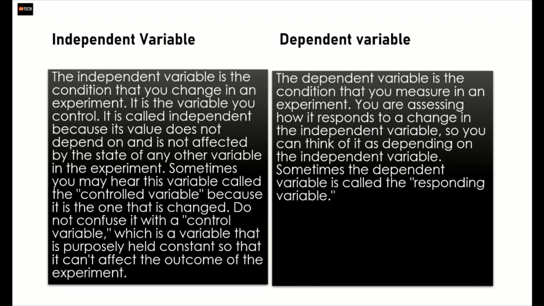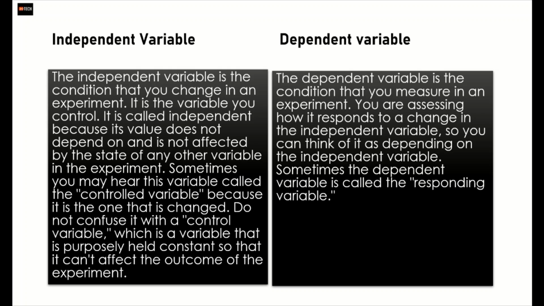Independent variable. Remember I said we're going to discuss independent variable. Independent variable is the condition that you change in an experiment. It is a variable that you control. It is called independent because this value does not depend on and is not affected by the state of any other variable in the experiment. Sometimes you may hear this variable called the control variable because it is the one that is changed. Do not confuse it with a control variable, which is a variable that is purposely held constant so that it can't affect the outcome of the experiment.